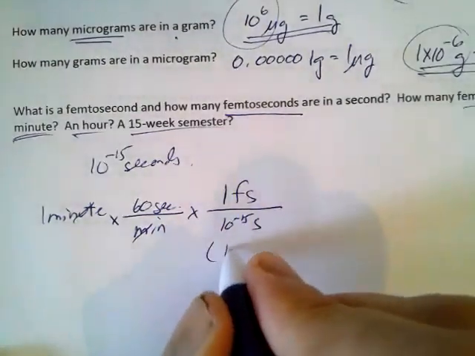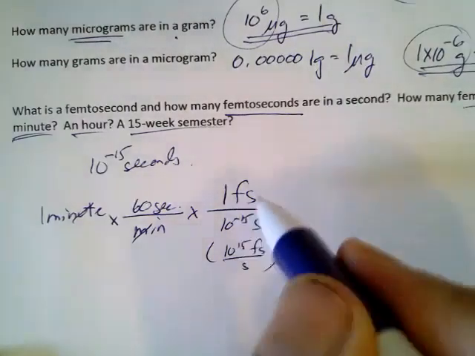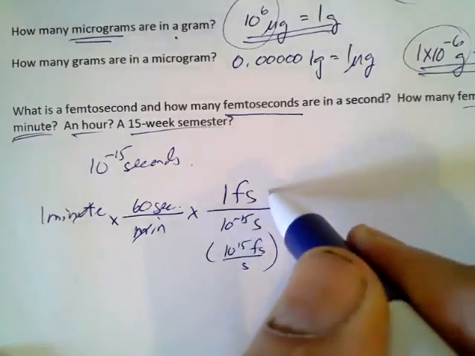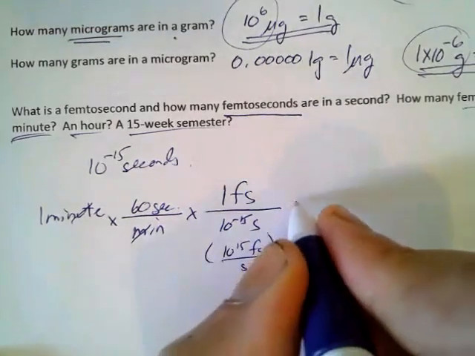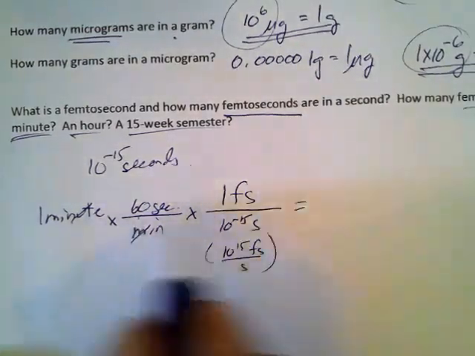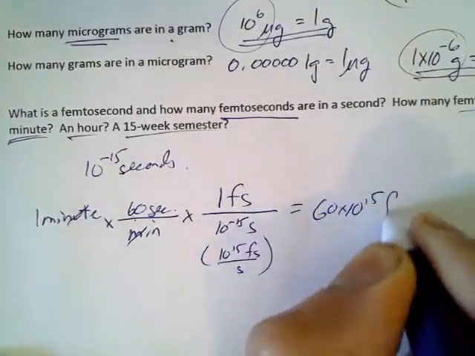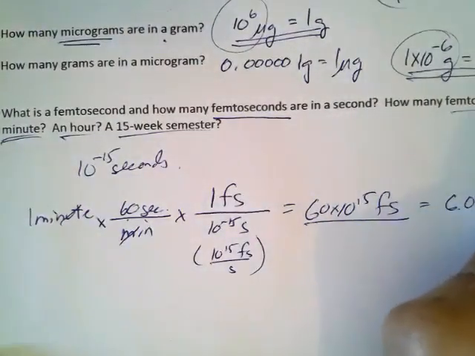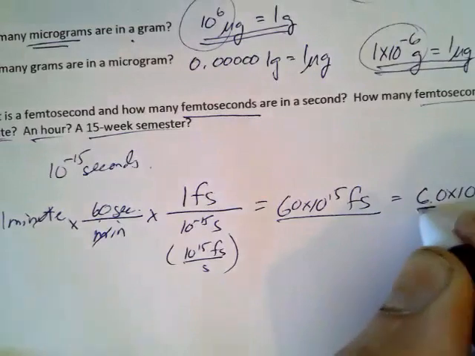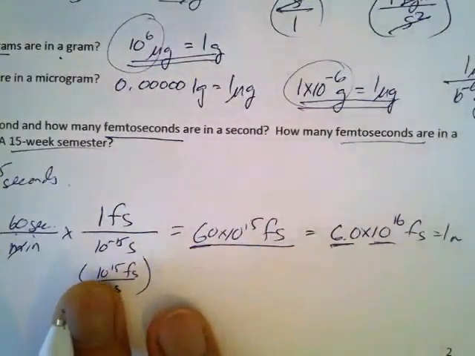We could also write this as 10 to the 15th femtoseconds per second. Notice that that's going to turn out the same way because 10 to the minus 15 in the denominator flips up as 10 to the positive 15 in the numerator. And if you take this and you do 60 times 1 times 10 to the 15, you get 60 times 10 to the 15 femtoseconds. That's a lot of femtoseconds in a minute, or 6 times 10 to the 16th femtoseconds is equal to 1 minute. So we could express it as 6 or 60, but when we do that, we have to swing the decimal over a little bit.